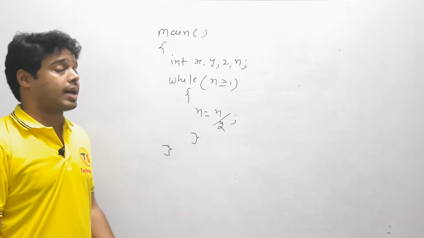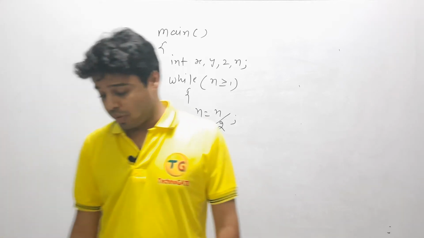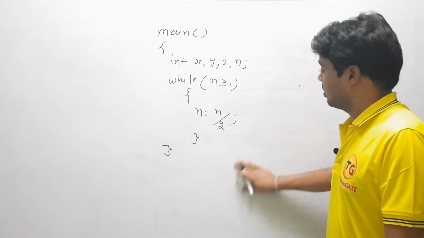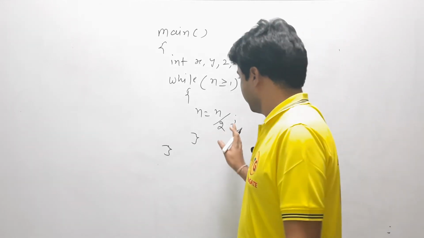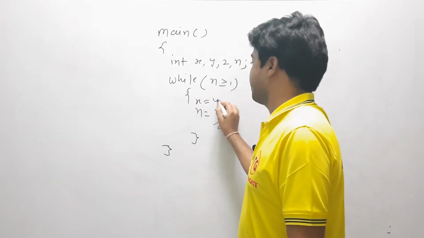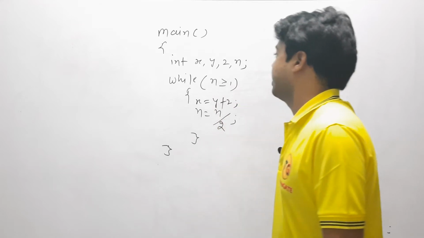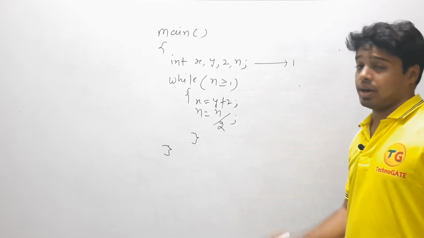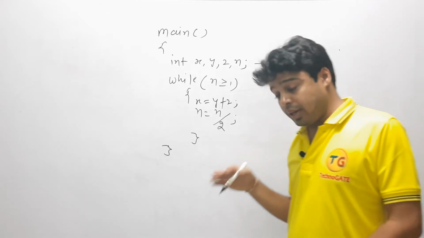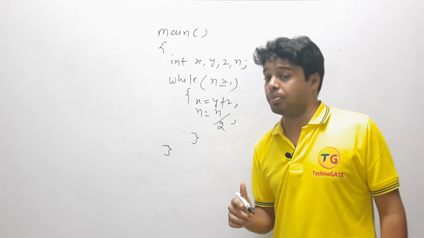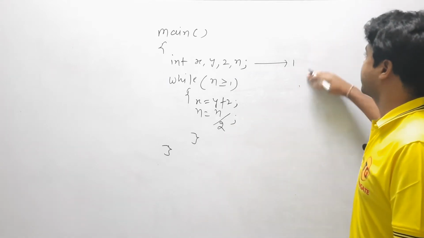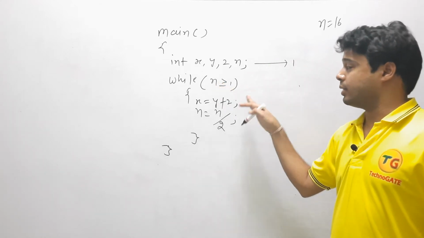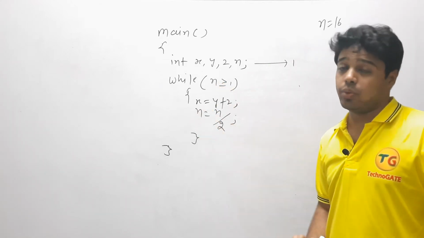So in this program, what is the time complexity here? So let's see this one. Write one more statement here, like x equals y plus z. Here it is one time execution, and this is a while loop. So how do we check the time complexity of this program? Suppose that we take n as 16. So 16 greater than or equal to 1 is executed, then n becomes n by 2.